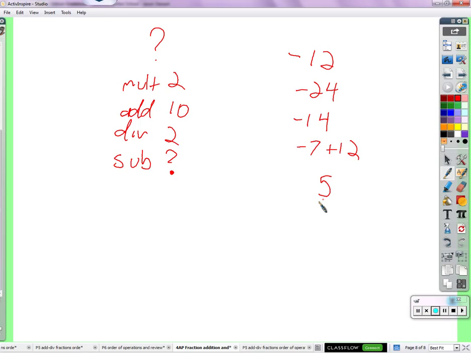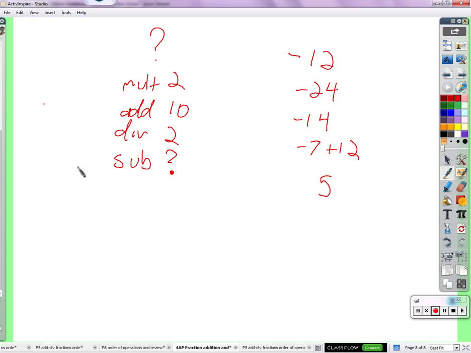Here's what we're going to do. Instead of saying, what about this number, what about that number, and trying out every number we can think of, we're going to use algebra. If you don't get 5, you made a mistake. Guarantee it.